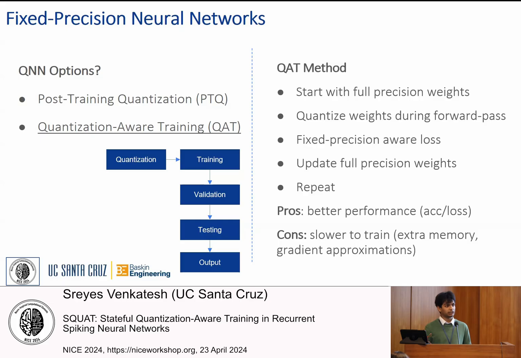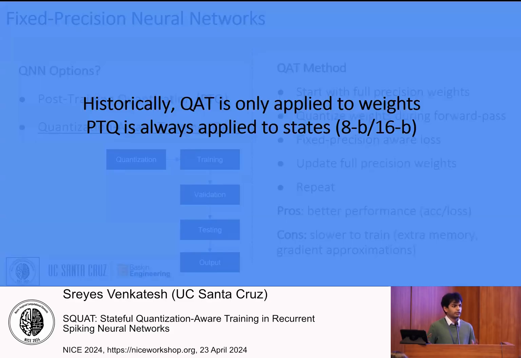However, since more information has to be stored, that is, the fixed precision values and the full precision values, and there are gradient approximations that need to be made, quantization-aware training is computationally more expensive than post-training quantization. One thing that we would like to address is that historically, in all the literature, quantization-aware training has been applied to weights specifically, not states.